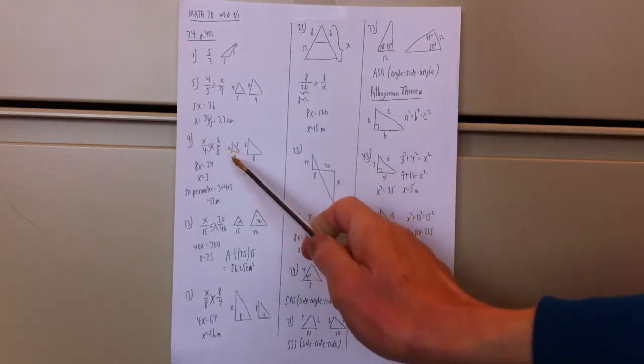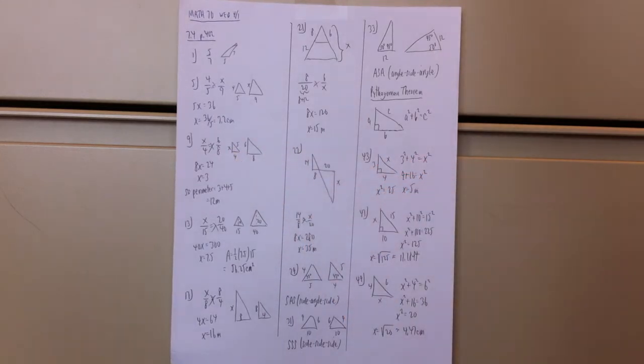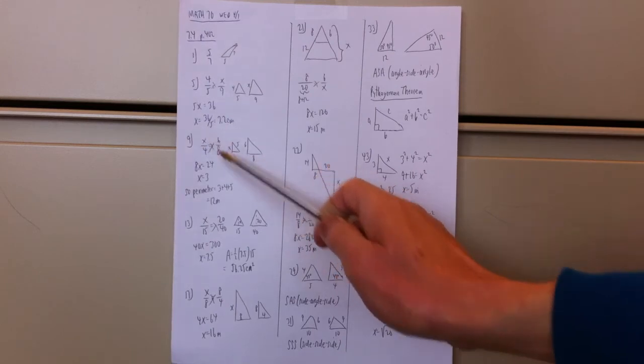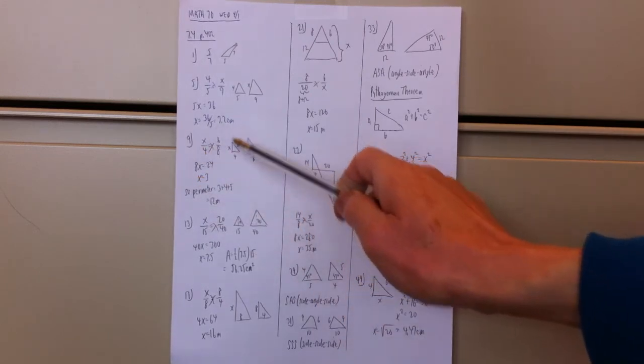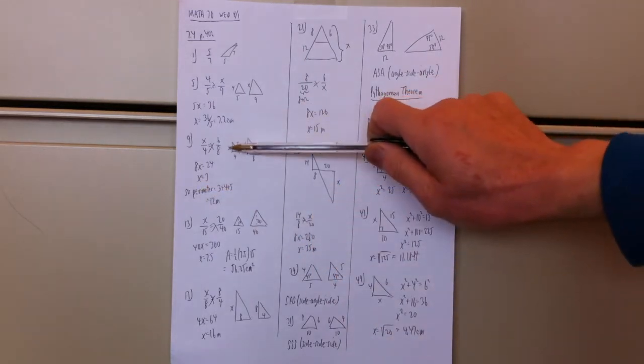So the ratio of x to 4 is equal to the ratio of 6 to 8. And once again, I cross multiply. That times that, 8 times x is equal to 6 times 4, which is 24. Divide both sides by 8, and you have x equals 3. So this unknown side here is 3.